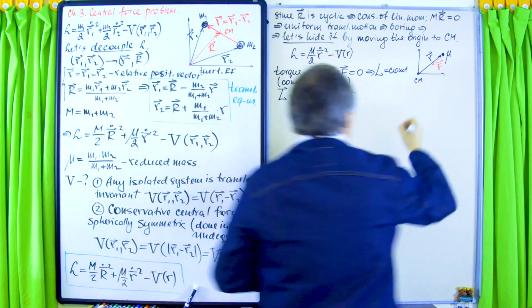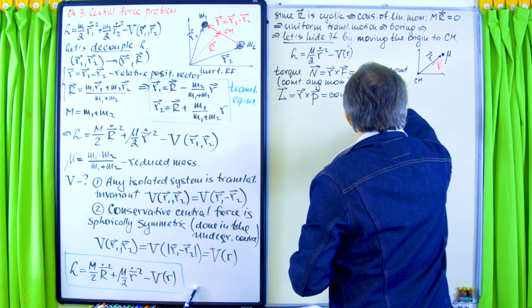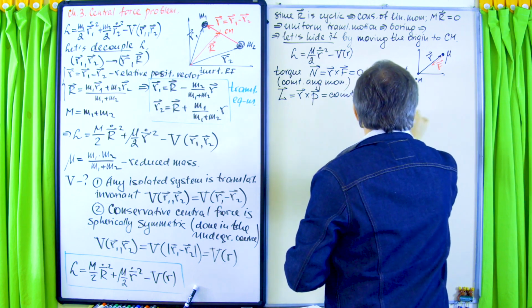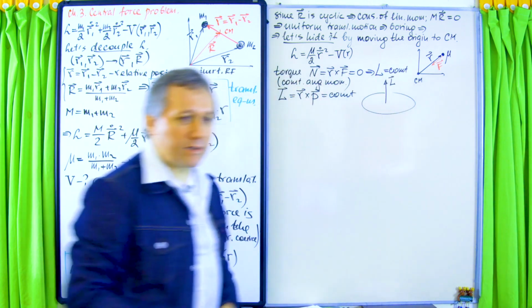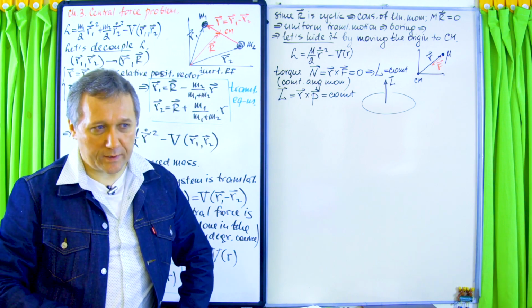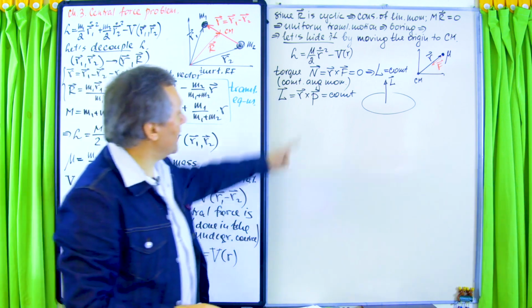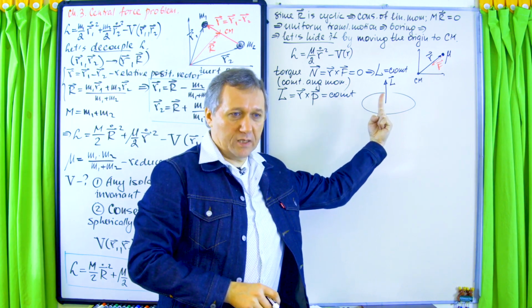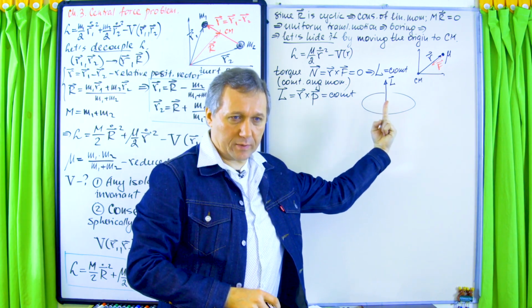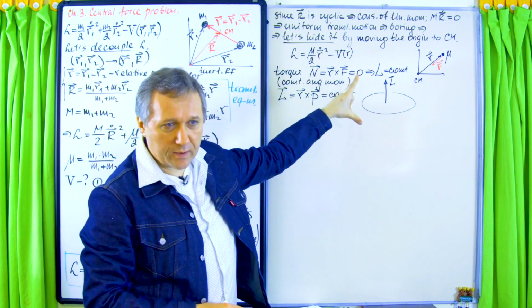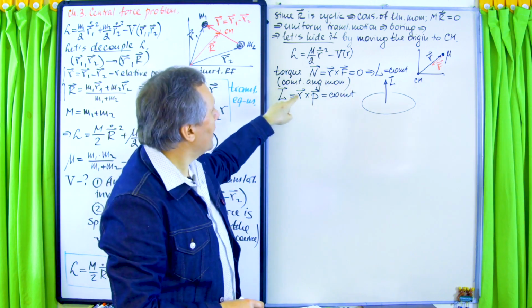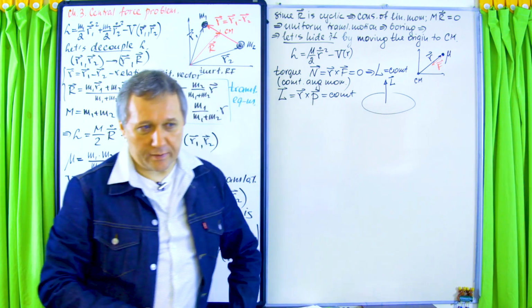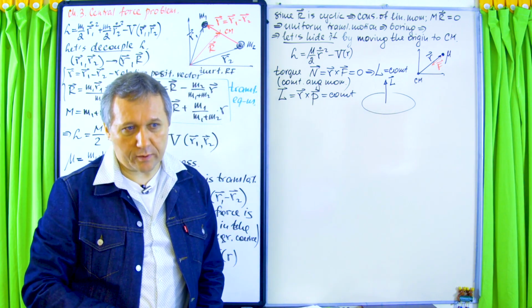So now let me draw some additional picture. Let's say this is L, which must be constant, and this is the plane perpendicular to that L. Since L is constant in its vector, it means that L cannot wobble. It must point in exactly the same direction, and of course, it must have the same magnitude. So it means that R and P must lie in this plane, which is perpendicular to L.